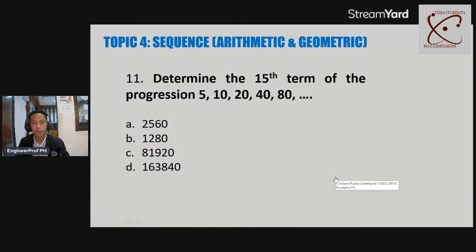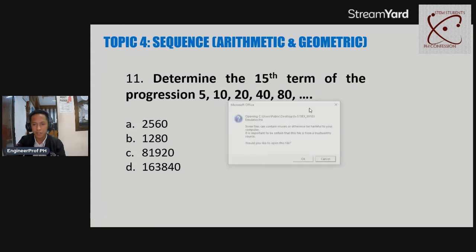Okay. So, ito ay geometric na siya. Ayan. So, for the 11th problem, we have determined the 15th term of the progression. Okay, 5, 10, 20, 40, 80. Okay, so this is geometric kasi meron siyang common ratio. So 2. So 5 times 2, 10, 10 times 2, 20, 20 times 2, 40, 40 times 2, 80. So determine the 15th term. So basically, ganun pa rin yung gagamitin natin, guys.